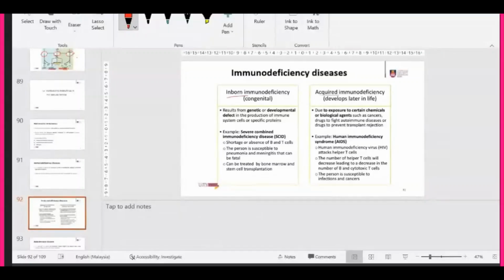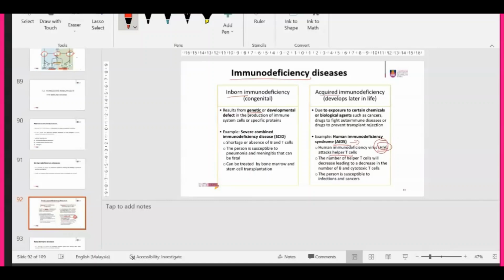Kalau acquired, later in life, it is induced. Macam contohnya, AIDS disebabkan oleh virus HIV. Macam tu. Kan kalau SCID daripada lahir lagi, disebabkan oleh sama ada genetic or developmental defect. Okay. So, that is immunodeficiency. Your body is lacking the defense mechanism. Either lacking the lymphocyte kan. So ataupun kalau AIDS ni, the HIV akan destroy helper T cell.